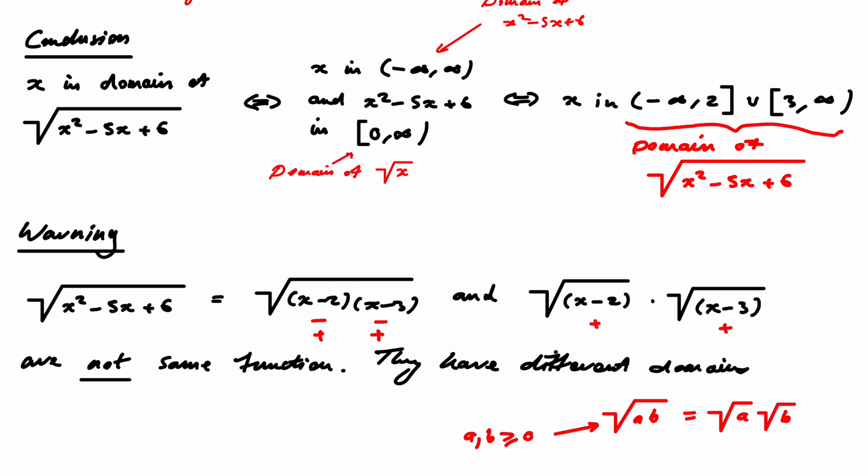So here the domain is minus infinity to 2, union 3 to infinity, right? It's that. And this corresponds to, this is the minus minus part, and this is the plus plus part. So the second guy has lost the minus minus part. It's devilishly subtle.